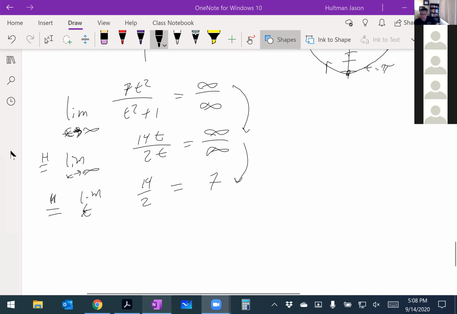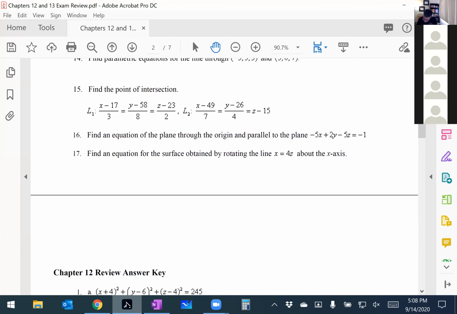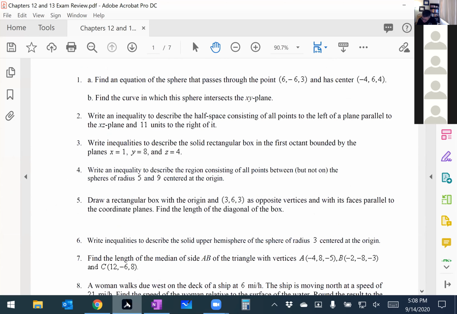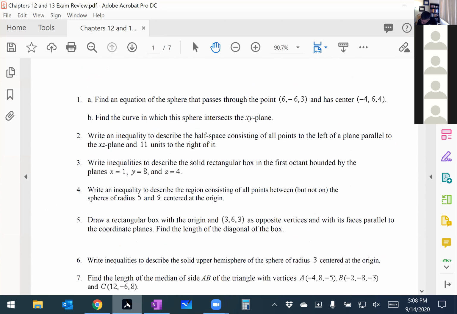Could you help do number 4 on chapter 12? Yeah, I'll help you set it up. What was number 4? Okay, write an inequality that describes a region containing all points on the spheres of radius 9 and 5 centered at the origin.